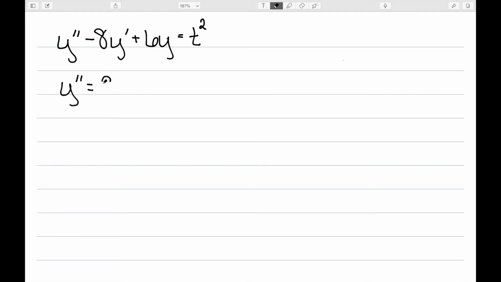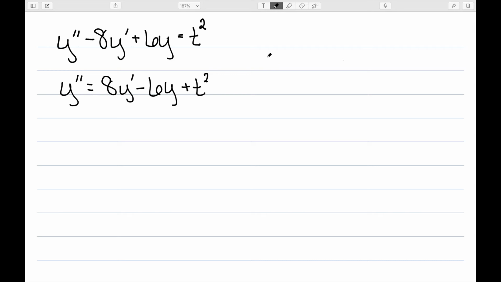I now want to look at second order linear equations. Something like this, y double prime minus 8y prime plus 6y equal to t squared. So this is a second order linear differential equation. The first thing I want to do is rewrite this as y double prime is equal to 8y prime minus 6y plus t squared. So I'm going to solve for the second derivative.